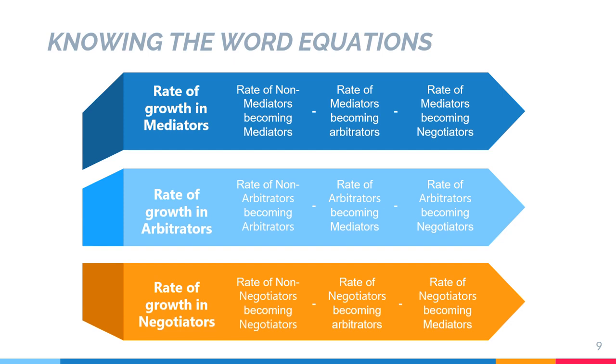So the rate of growth in mediators is equal to the rate of non-mediators becoming mediators minus the rate of mediators becoming arbitrators minus the rate of mediators becoming negotiators. Similarly, the rate of growth in arbitrators is equal to the rate of non-arbitrators becoming arbitrators minus the rate of all arbitrators becoming mediators minus the rate of arbitrators becoming negotiators. In the same way, the rate of growth in negotiators can also be formulated.